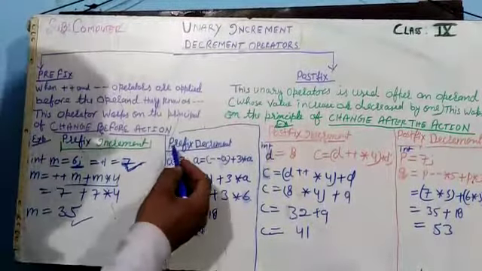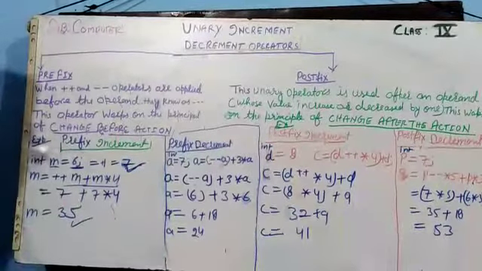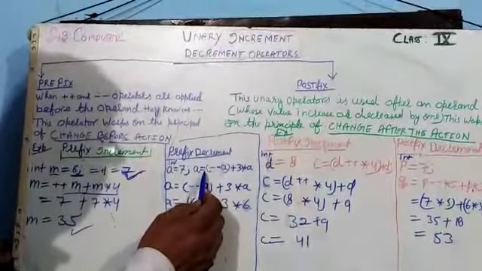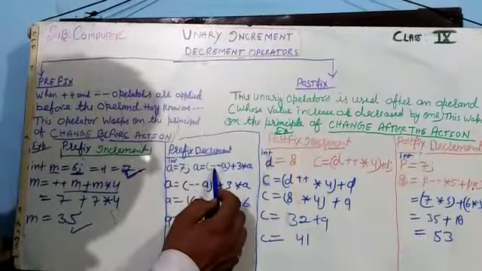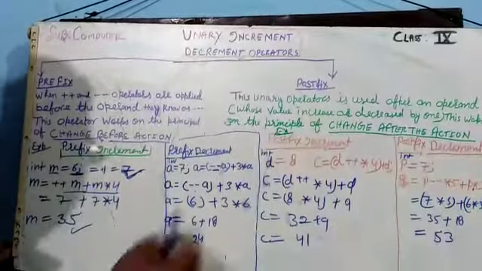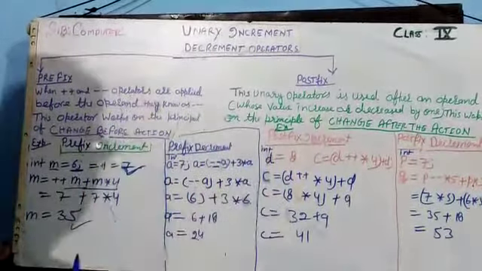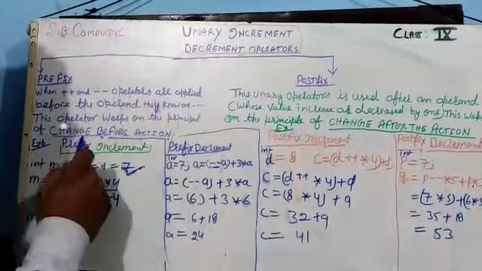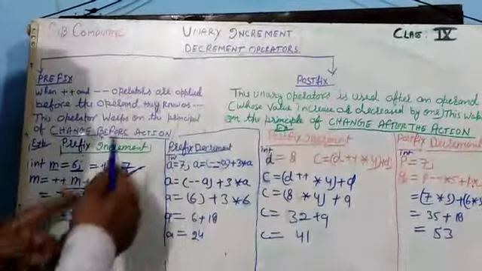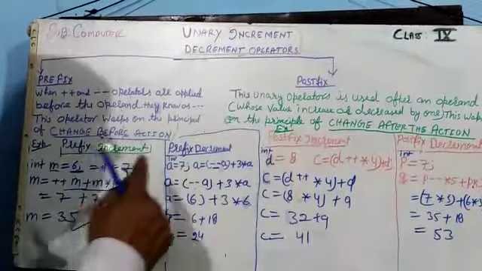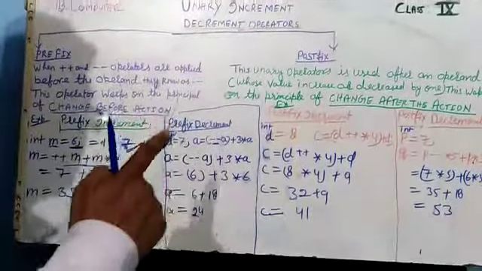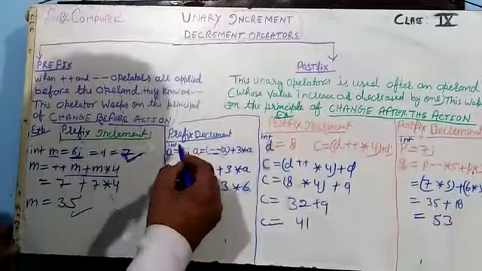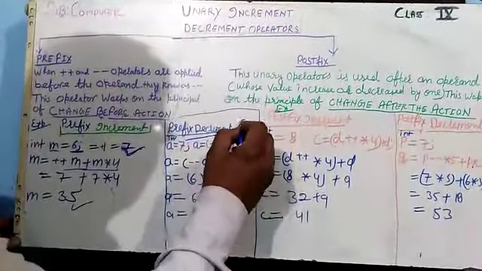Now we will discuss the prefix decrement. The value of a is given as 7, a is equal to prefix decrement a plus 3 multiply a. This sign is the prefix decrement. Now this operator works on the principle of changing before the action. Suppose it is an increment, then it will increase by 1, and suppose it is a decrement, then it will decrement by 1. The value of a is 7, so before the action, the value of a will be 6.